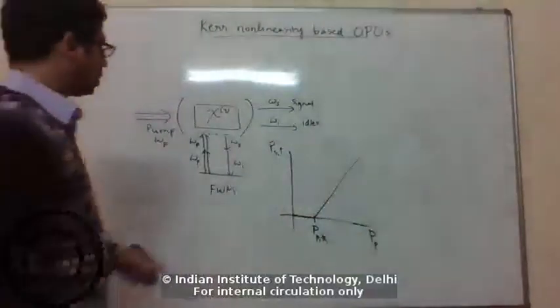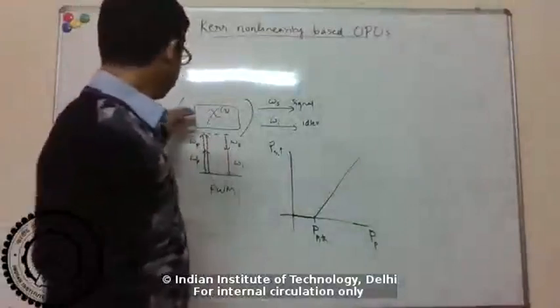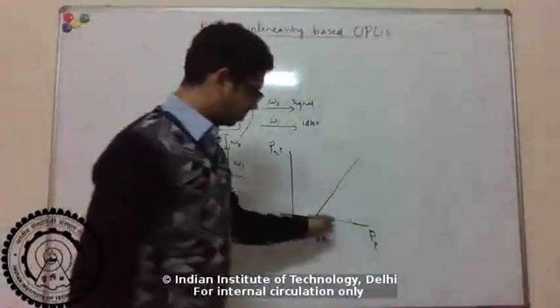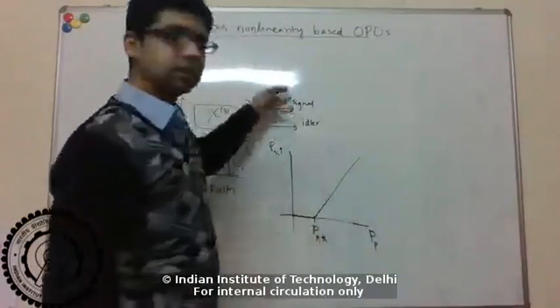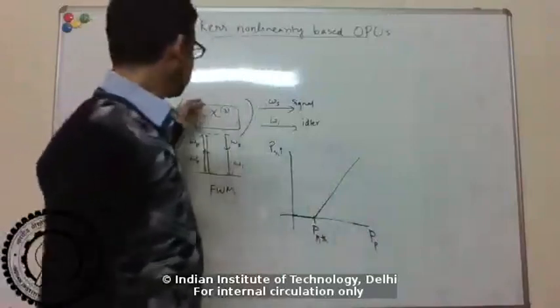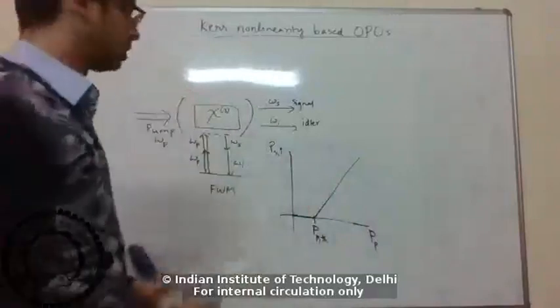Basically we're not sending any signal or idler, we're just pumping with the pump frequency. But beyond a particular pump threshold power, you get bright light at signal and idler wavelengths, just starting from quantum noise or vacuum fluctuations within the cavity, just like a laser.